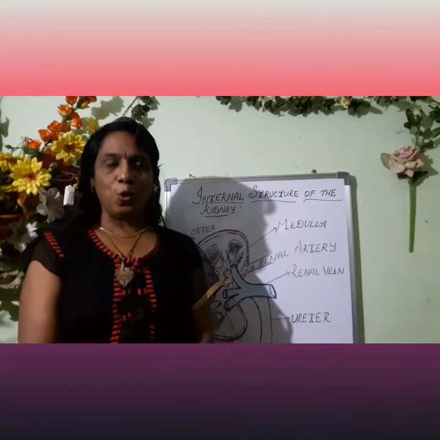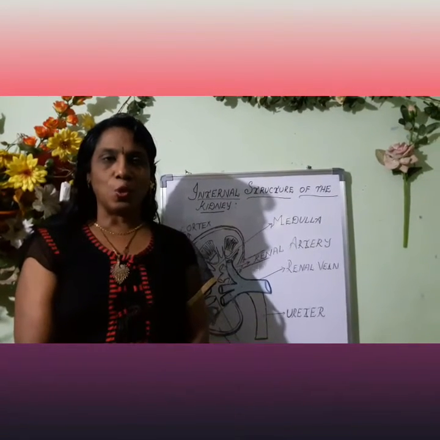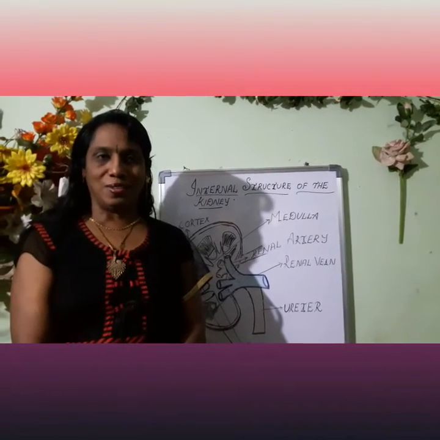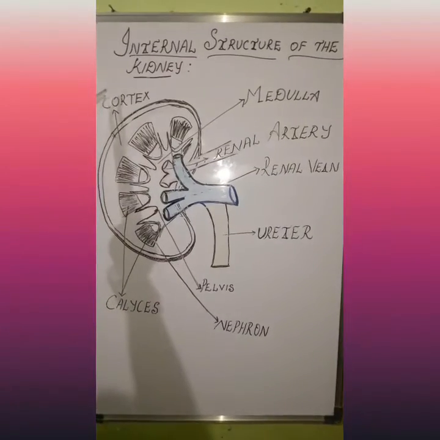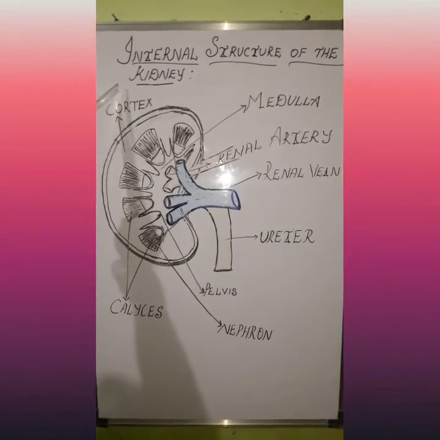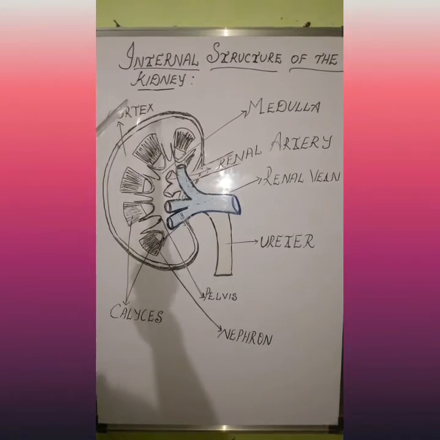Thus, the waste products generated by the various organs of the body are filtered and removed by the kidneys. Now, let's observe the internal structure of the kidney, that is, the LS of the kidney.